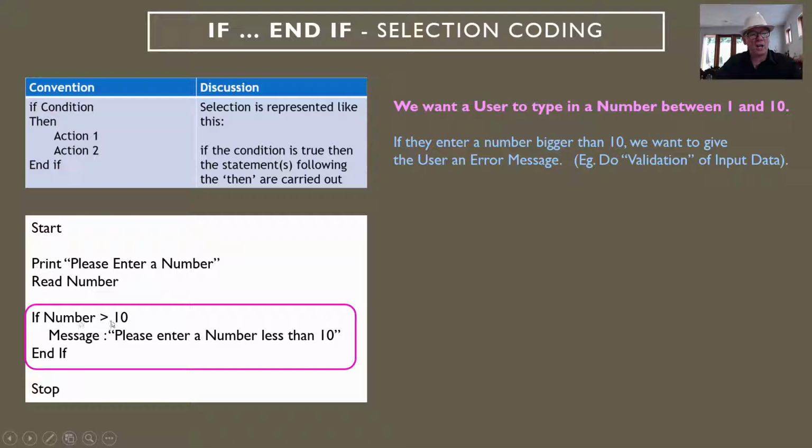Then we do some checking. If the number's greater than 10, please enter a number less than 10. All right, so we're just going to put out that message to them and stop there at the end. So we're using start at the beginning, stop at the end.